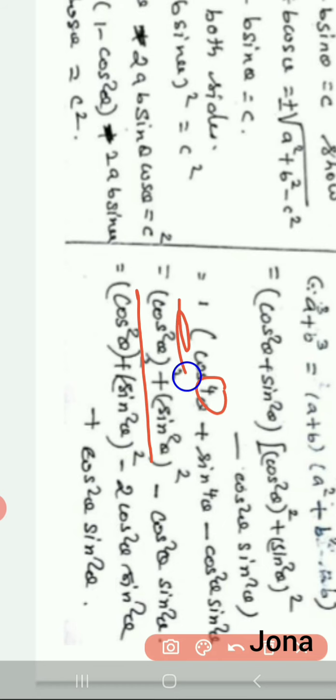By multiplying this one, we will get the same equation, isn't it? And then I want to do something here. I want to add and subtract along with 2 cos square theta sin square theta. Add and subtract 2 cos square theta sin square theta.